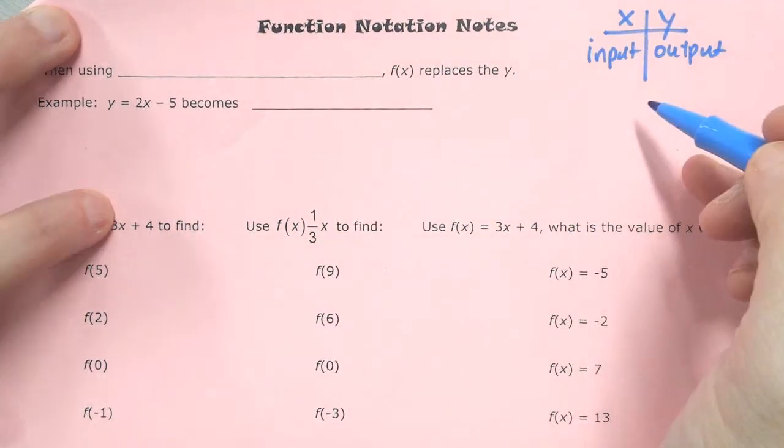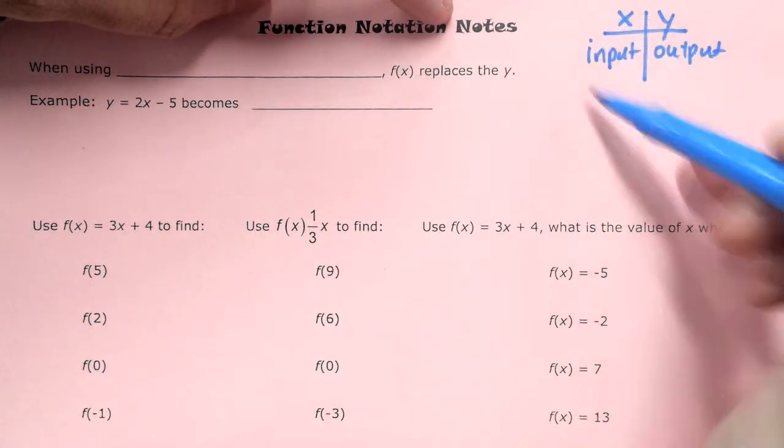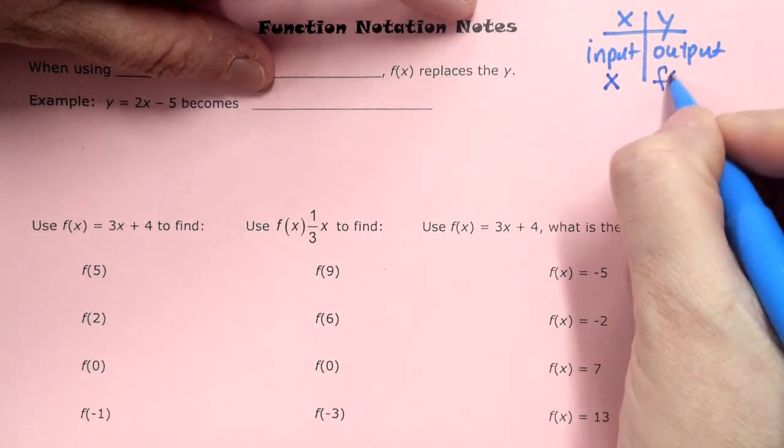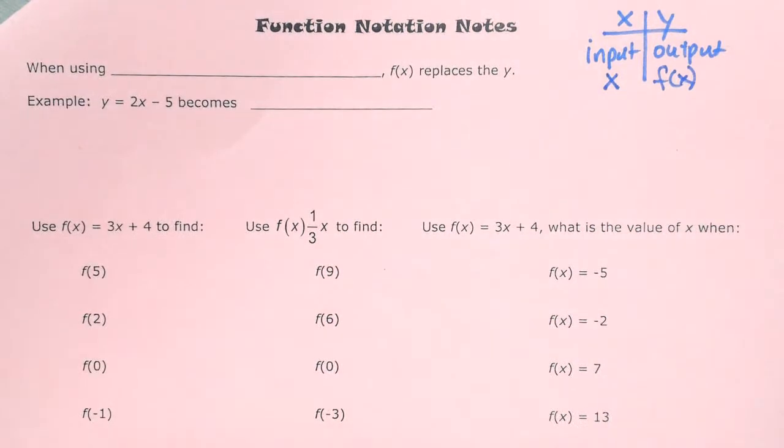So, all this means is that I'm making another name for output. So, x is still input. f of x is another way we say output.